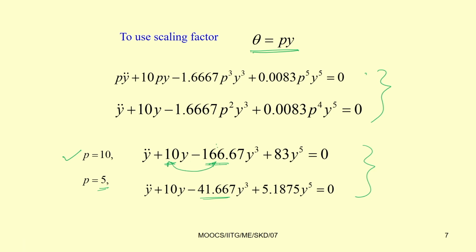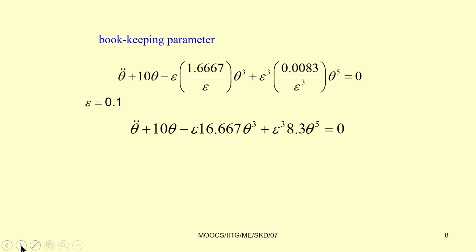Now it is very high, but if you put p equal to 5 you can check this is coming closer to 10. So, we can do some more iteration to find what the scaling parameter should be, so that the coefficient of the linear term, that is the coefficient of y, should be of the same order as the coefficient of y cube, or y to the power 5. That way we can study.